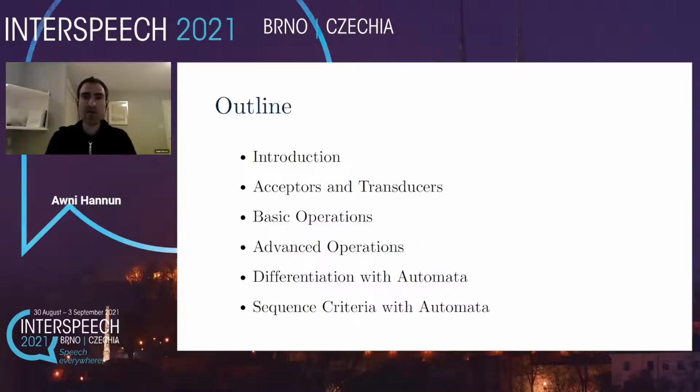After we go through the operations, I'll talk about actually how differentiation with automata works, and then how automatic differentiation with automata works. It's very similar to how it works with tensors. And then we'll look at some extended examples of two sequence criteria that are used in speech recognition and how we can represent them with graphs instead. So let's get started.